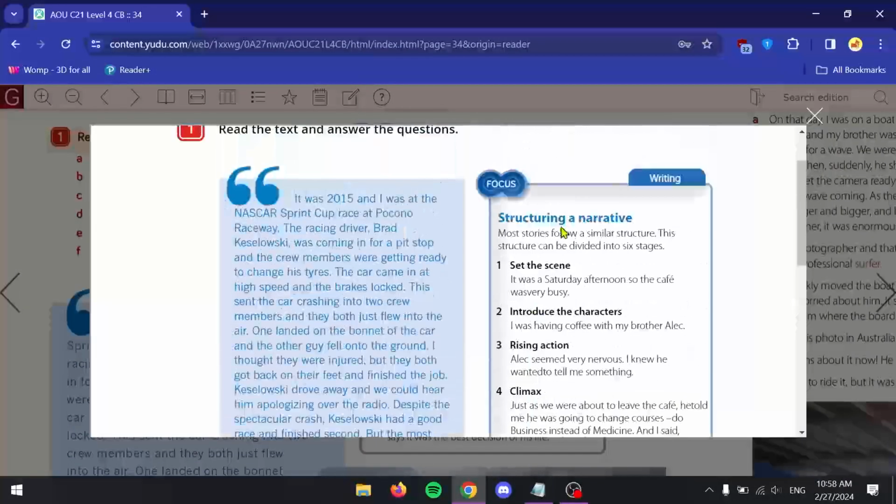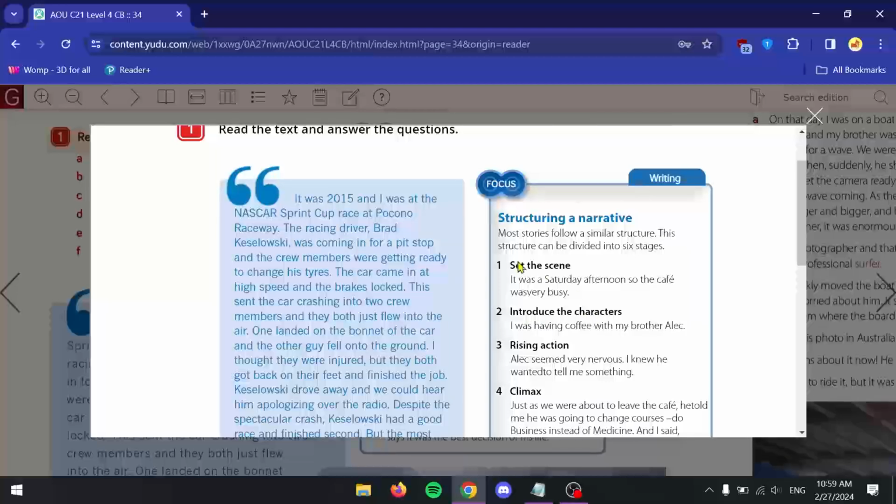We have it here. So like we said, set the scene. The scene will be, it was 2015 and I was at the NASCAR Sprint Cup race at Pocono Raceway. Okay, so this is the scene. It gives a very good idea of what the environment is like.